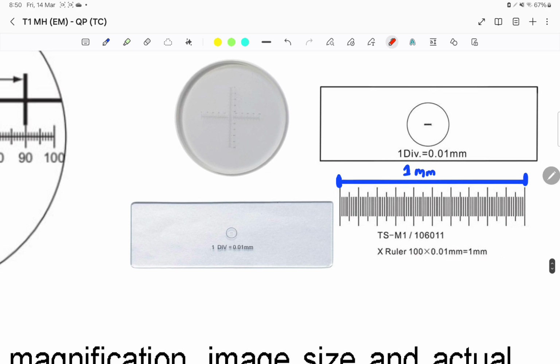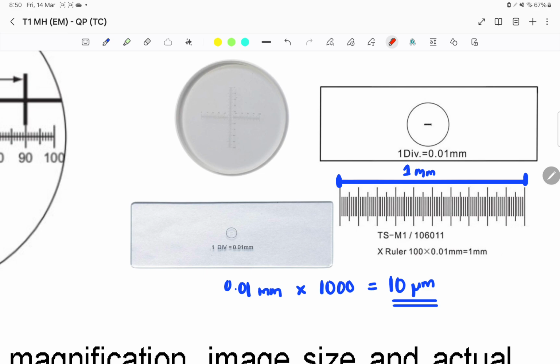Now, just to make it easy for us, remember that when we do practical, we always like to use micrometers. So if you want to find what each division is, 0.01 millimeters, you times that with 1,000. I'm just going to use my calculator as well. 0.01 times 1,000 would be 10 micrometers each. So you know that each division equals 10 micrometers.